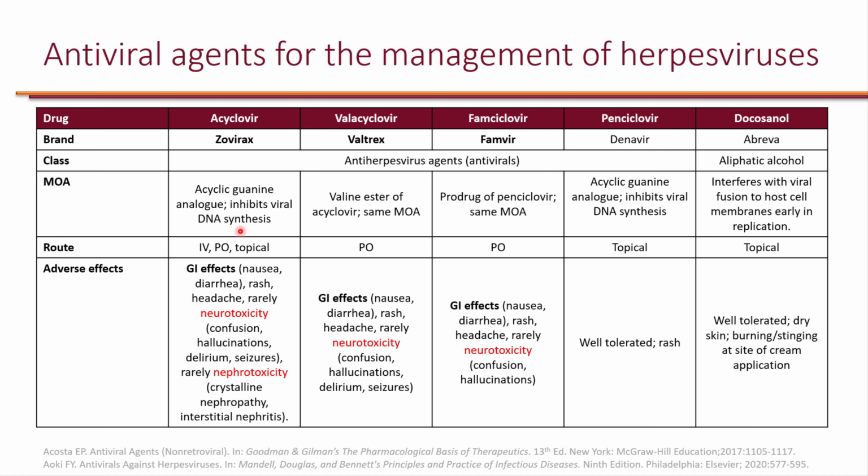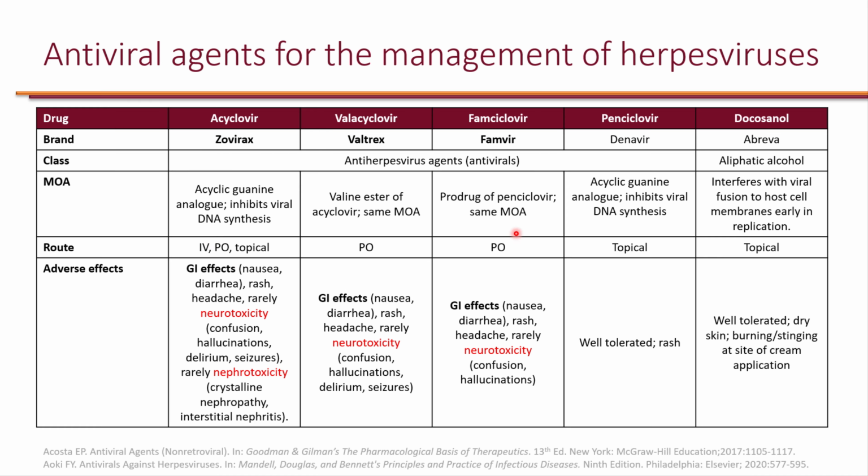So acyclovir, which these are essentially analogs of nucleosides. Acyclovir is an acyclic guanine analog, and because it looks like guanine, it essentially inhibits viral DNA synthesis. So herpes viruses are DNA viruses. And acyclovir is available as IV, as PO, and as topical.